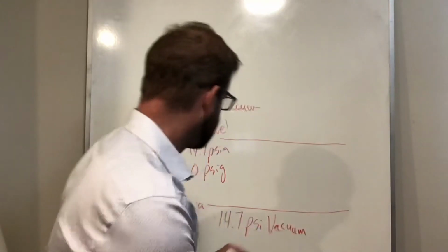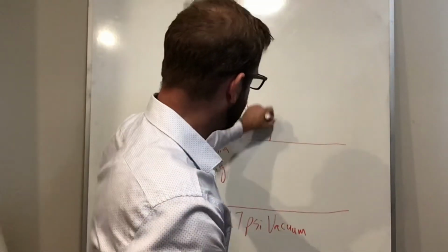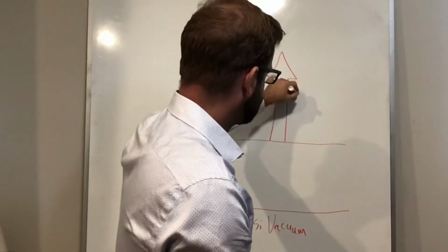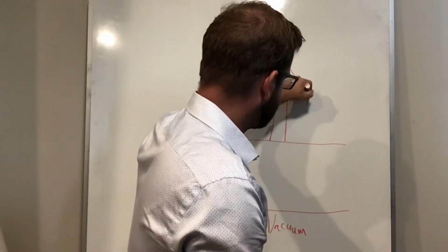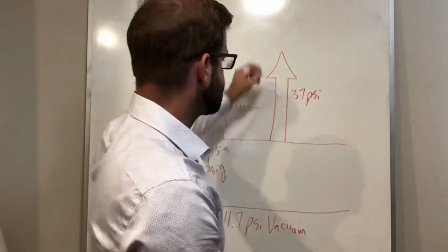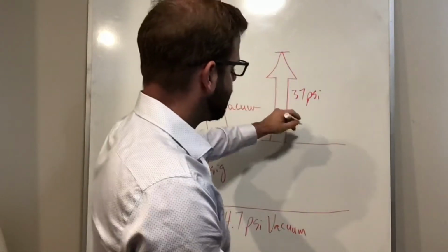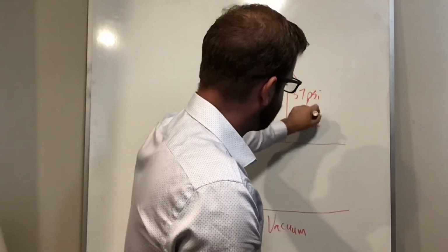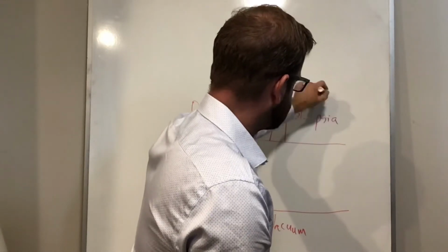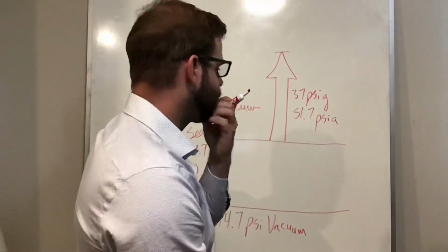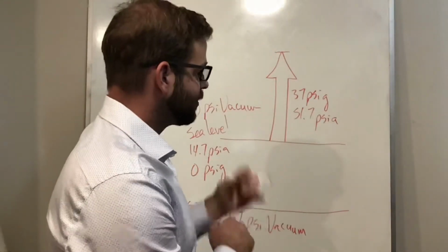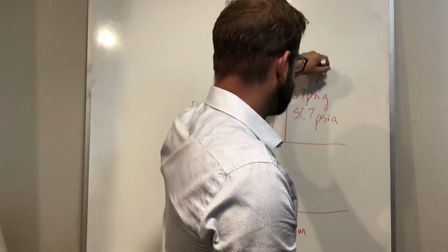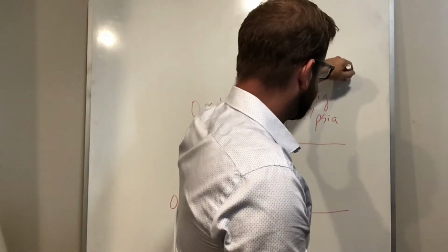And then if we look the other way and went up, if you recall, let's say this was 37 psi. At 37 psi G, that would also be 51.7 psia, as this is G, so I added 14.7 onto that. And if we were looking at a vacuum amount, that would be negative 37 psi as a vacuum.